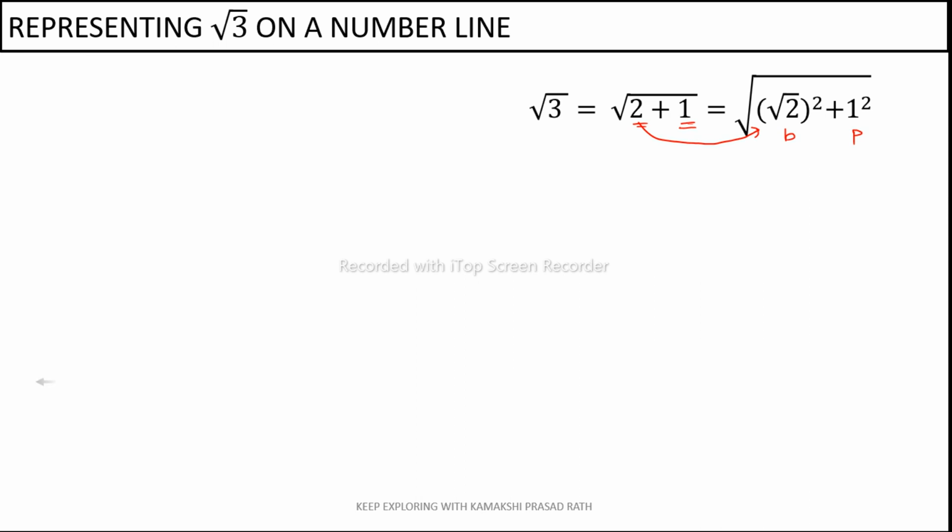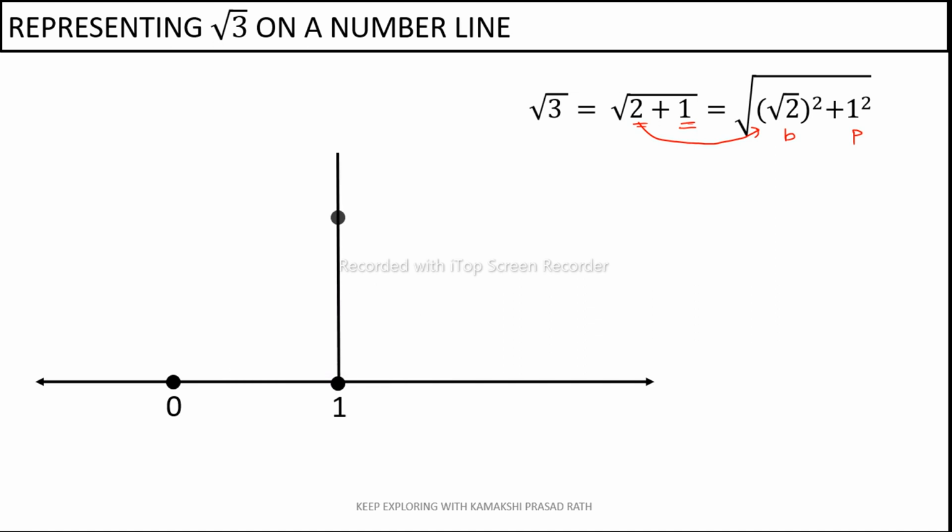So first our work is to construct root 2 on the number line. For that, we will follow the previous construction. We will take the base as 1 unit and the perpendicular also as 1 unit, so this will be easy for us. When we take 1 and 1, we get root 2. Whatever the base we take, we have to consider the square of the base. If the base is 1 unit, I will consider 1 squared. If the perpendicular is 1 unit, we will consider 1 squared. So 1 squared plus 1 squared, we get 2. So the hypotenuse becomes root over of 2. Now we will plot this on the number line.